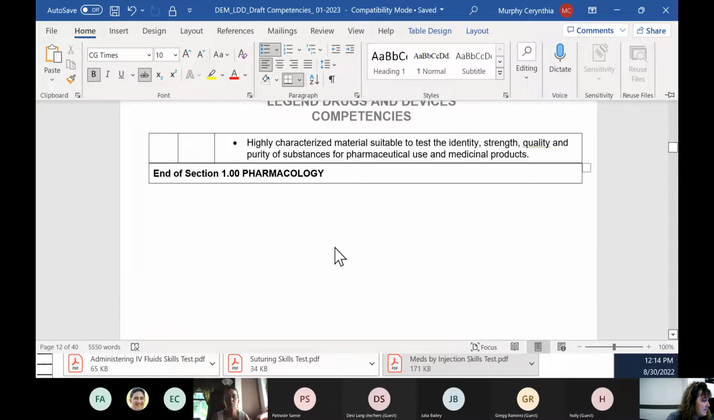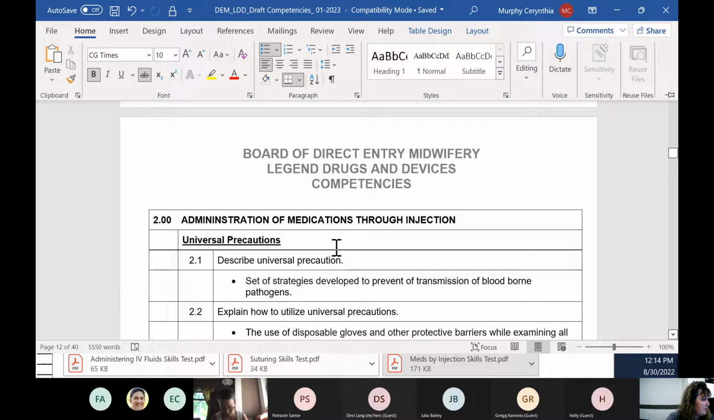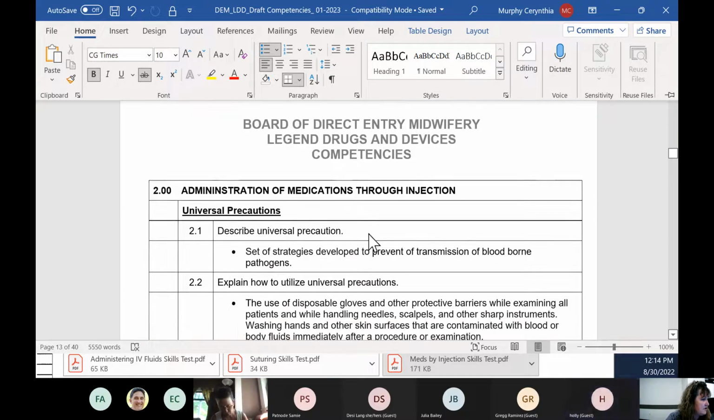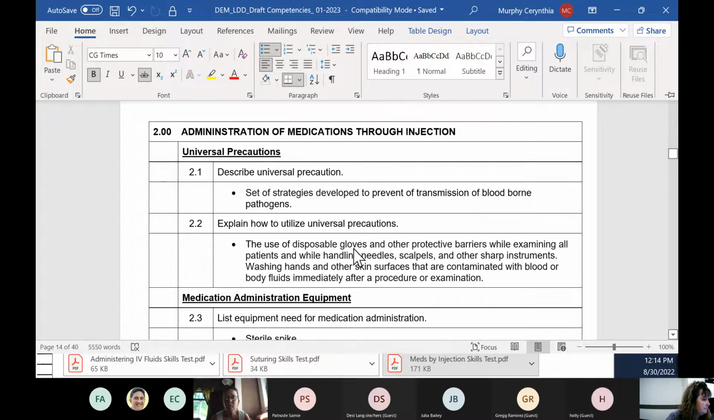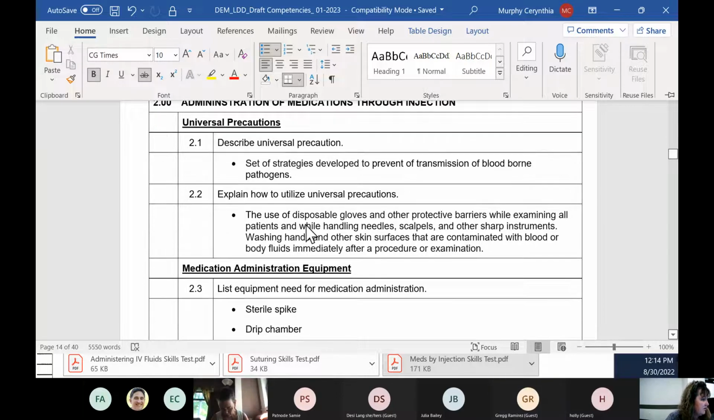Okay, that is the end of pharmacology. We're going to move right on to administration of medications through injection. Describe universal, explain how to utilize.